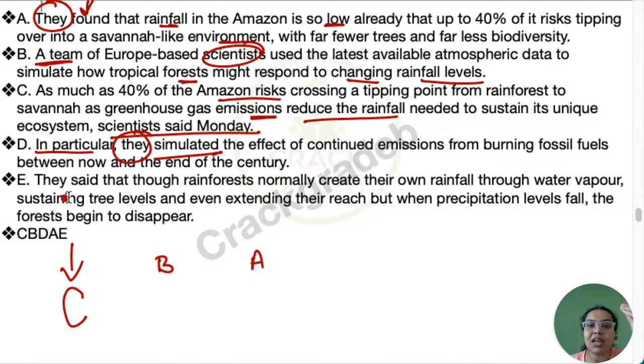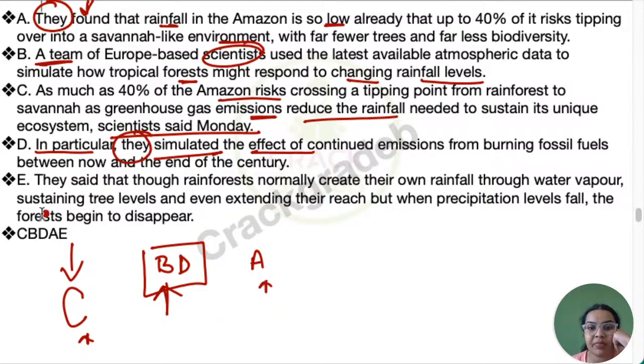Close your eyes and put B and D together, right? Because B also is talking about how they did it. They simulated something. Specifically, they simulated the effect of something. So you are specifying. You first told they did something, and now you are specifying how they did something in particular. So B and D are a strong pair. A will still come later because B is coming with D. Now we have these two together. We have this as first sentence.